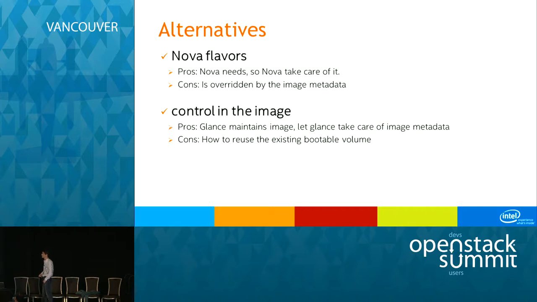Another approach is using Glance. You know that Glance maintains images, and we have the capability to control this image metadata in Glance. But as we just mentioned, we want to use an existing bootable volume. We don't want to lose the data we stored in that volume, right?